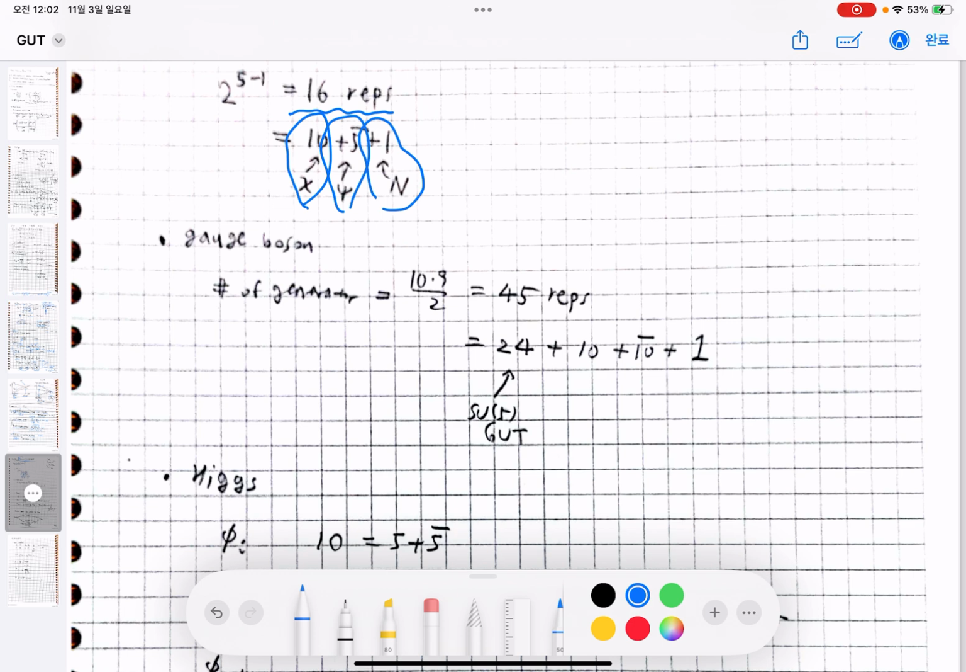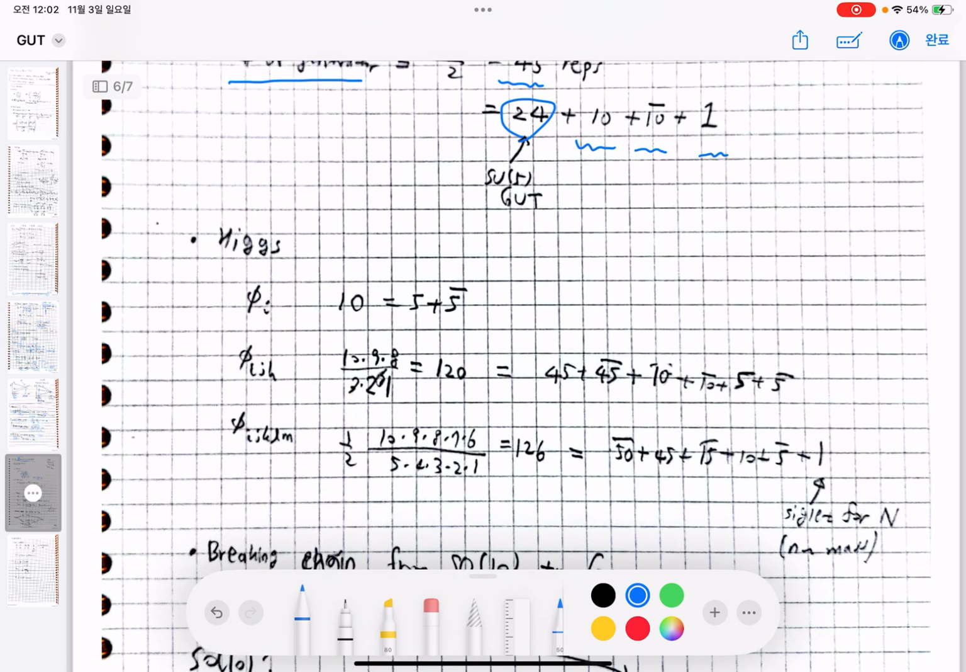And in SO(10), the number of generators is given by n times n minus 1 over 2. So there will be 45 gauge bosons here. And among the 45 degrees of freedom, the 24 corresponds to the SU(5) gauge bosons, and there will be additional 10 and 10 bar representations and the singlet. And for the Higgs, for 1 index, that's just given by the 10 representation, but if there are 3 indices, then there will be the 120, and they can be decomposed like the direct products of each representation.